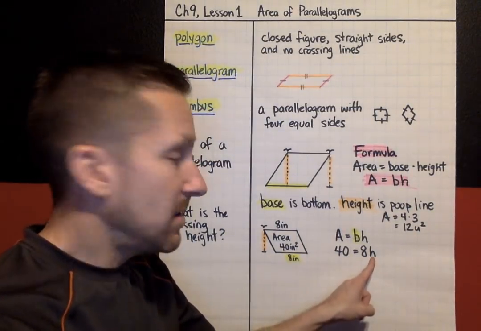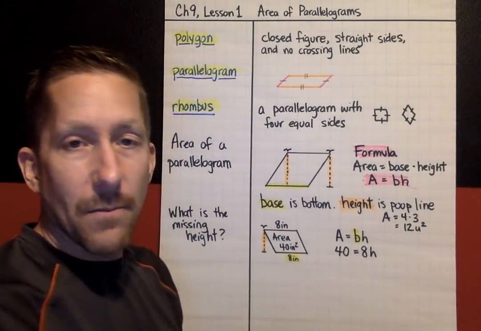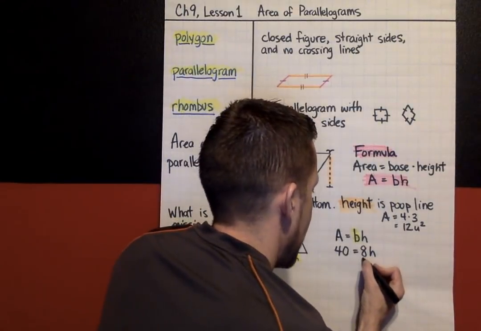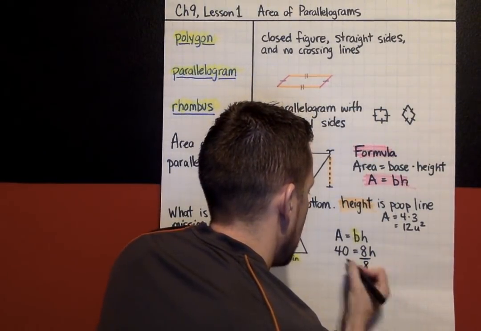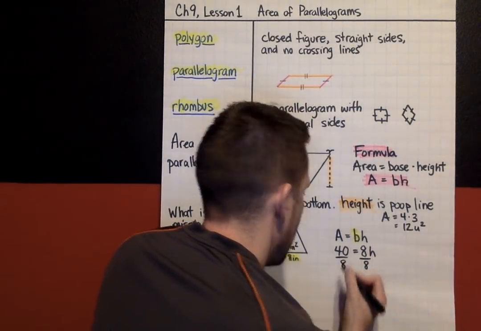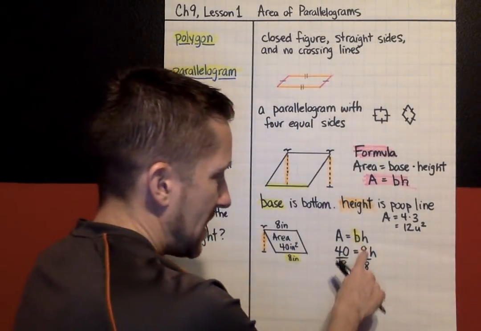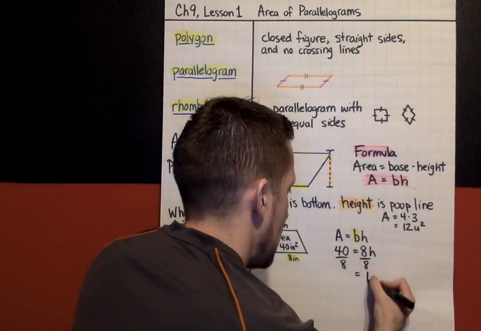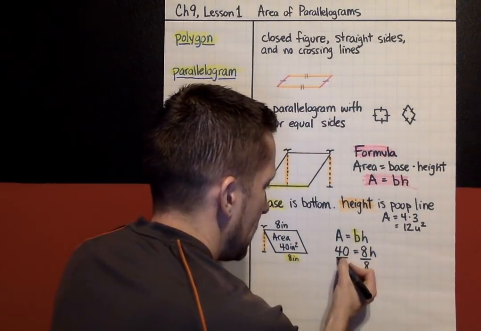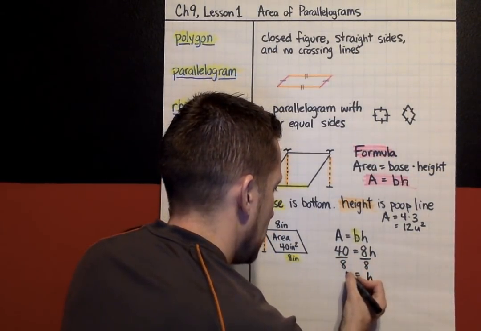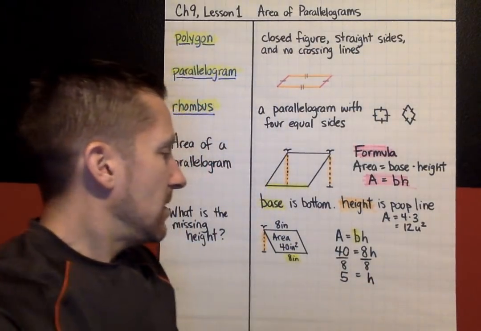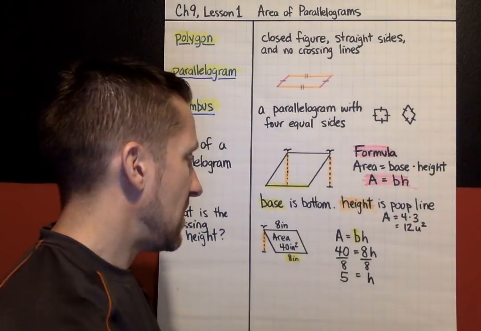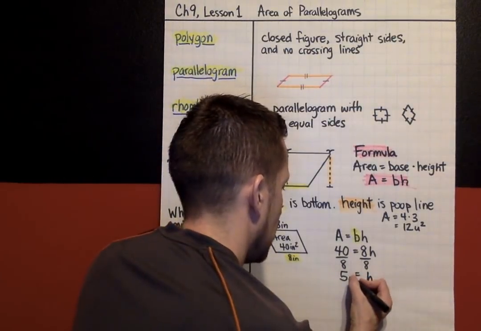h is my variable. It's being multiplied by 8. What is the inverse operation of being multiplied by 8? It is divide by 8. So I'm going to divide that side by 8. I have to divide this side by 8 as well. That turns into 1, 8 over 8. So I'm left with h. 40 divided by 8 is 5. So now I know that the height of this parallelogram is 5 inches. I'll label.